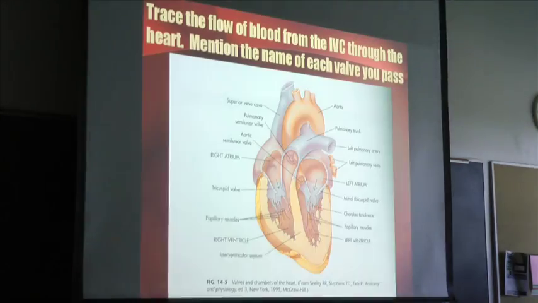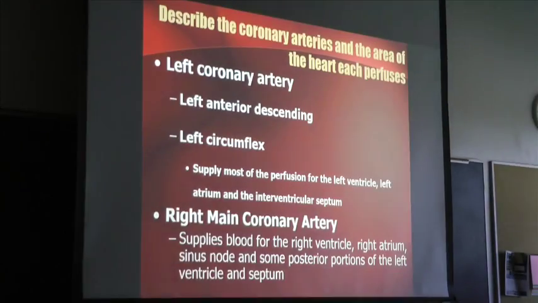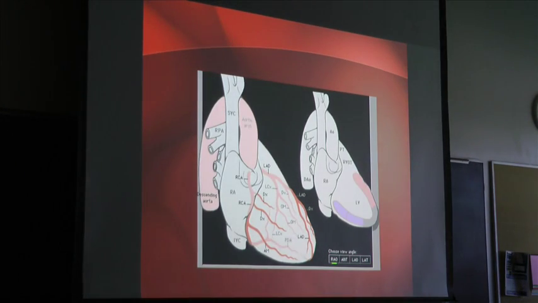Can you see the right coronary artery on this picture? So the RCA is the right coronary artery. It's feeding the right atrium, the right ventricle, but then it's also feeding some of the left ventricle.